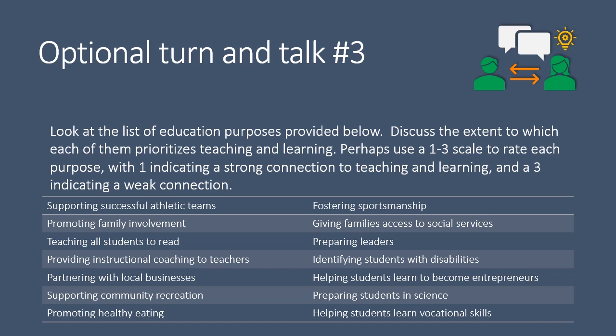Here's what to do when you stop the video. Look at the list of education purposes provided on the slide. Discuss the extent to which each of them prioritizes teaching and learning. Perhaps use a 1 to 3 scale to rate each purpose, with 1 indicating a strong connection to teaching and learning, and a 3 indicating a weak connection.